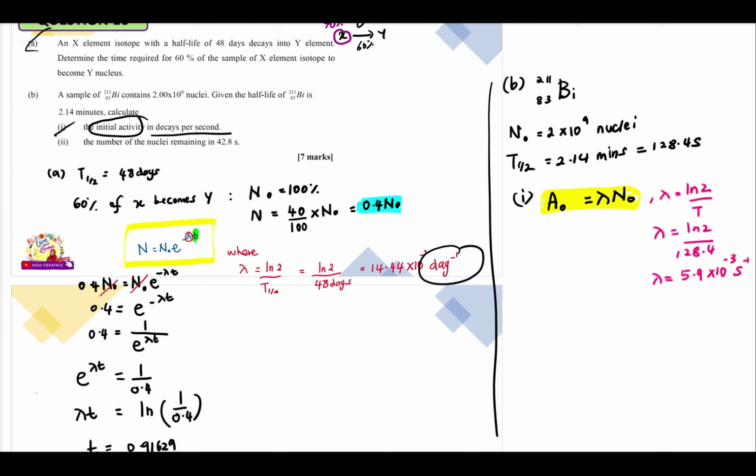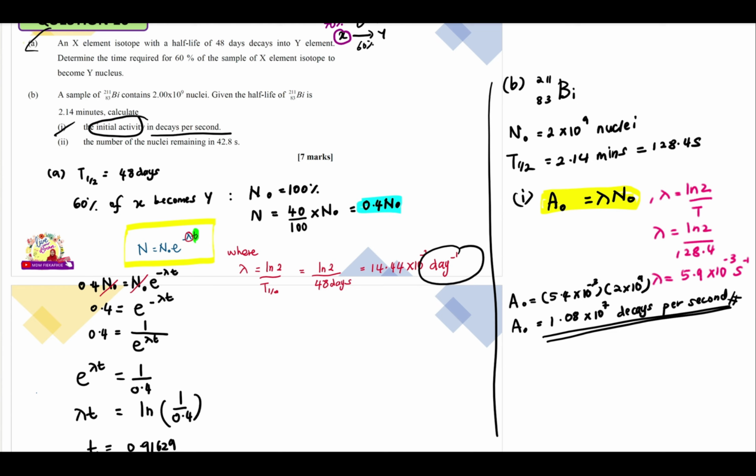Boleh eh? Okay. So therefore, A0 is equal to, masukkanlah nilai dia lambda, 5.4 exponent negative 3, and initial number of nuclei, 2 exponent 9. So A0 you akan dapat lah 1.08 exponent 7 decays per second. Sebab kita tukar kepada second tadi. So that one is the final answer.